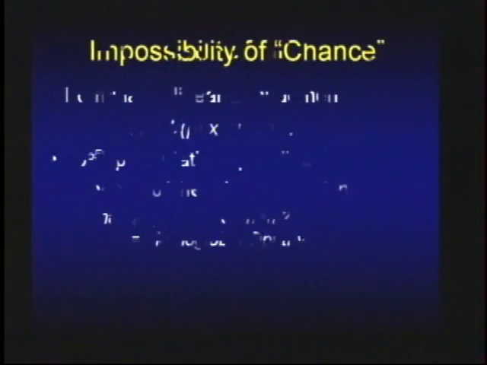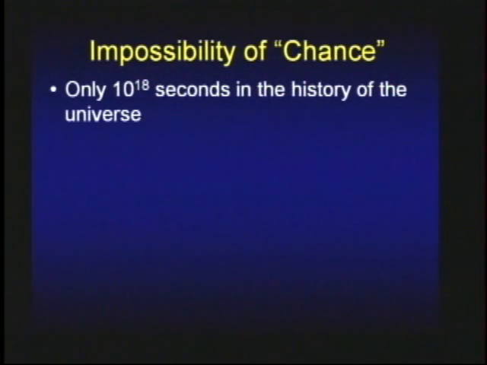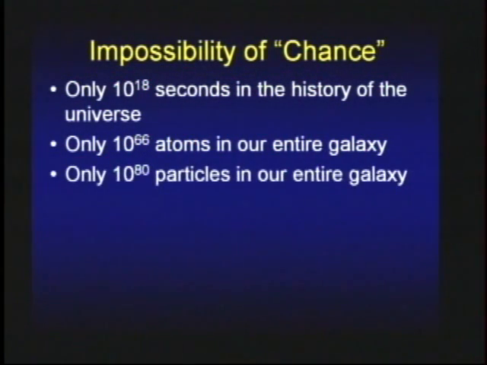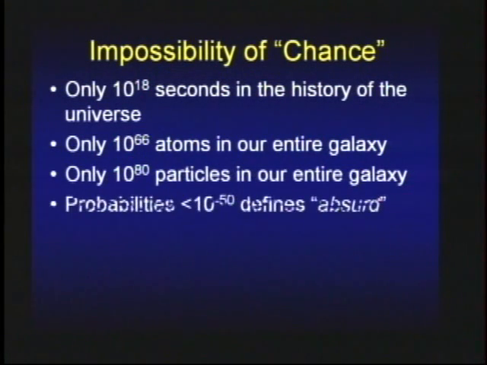Could that happen by chance? Mathematically impossible. You want 10 to the 650th power? There are only 10 to the 18th seconds in the history of the universe if you accept the 15 billion year history of the universe that the scientists talk about. There are only 10 to the 66th atoms in our entire galaxy. There are only 10 to the 80th particles in our galaxy. 10 to the 650th power. See, in physics, anything that's more rare than 1 chance in 10 to the 50th is defined as absurd. So 10 to the 650th is not anywhere in the realm of having been occasioned by chance. It had to be designed, and designed very skillfully.